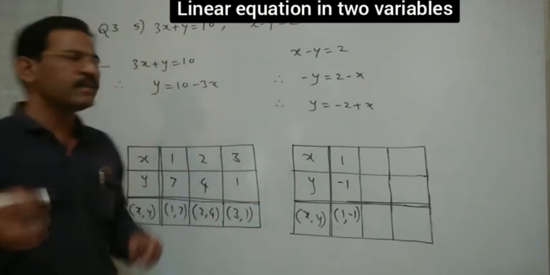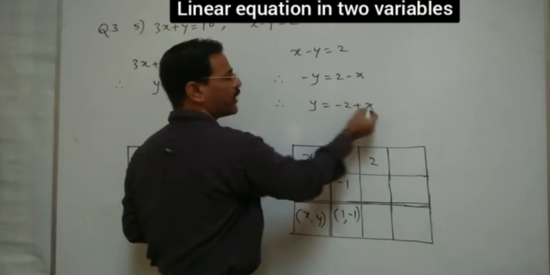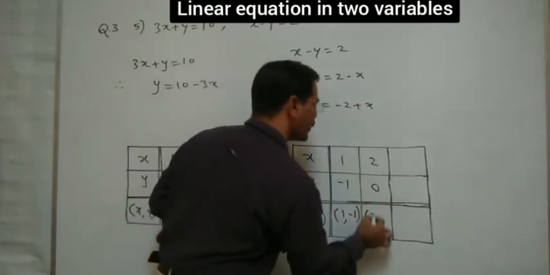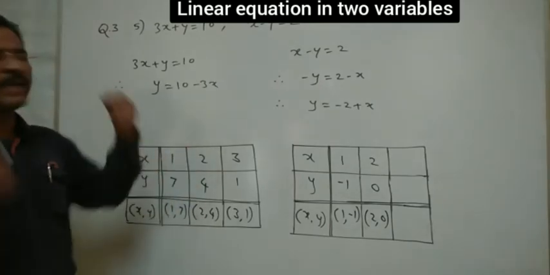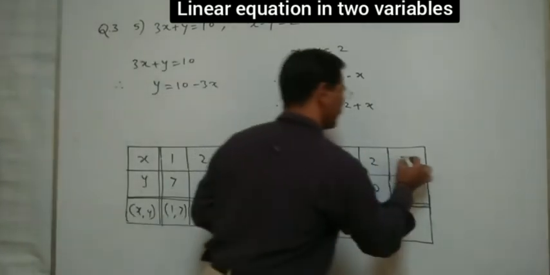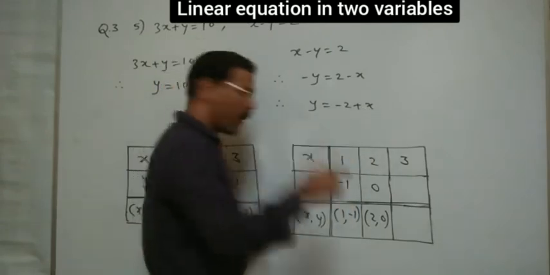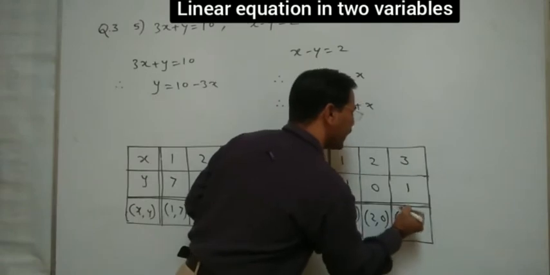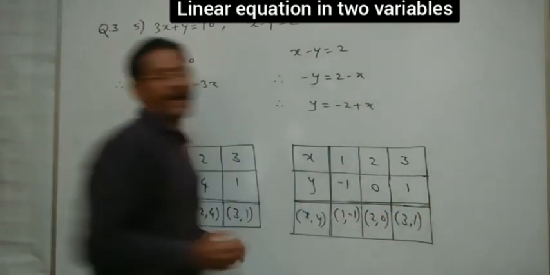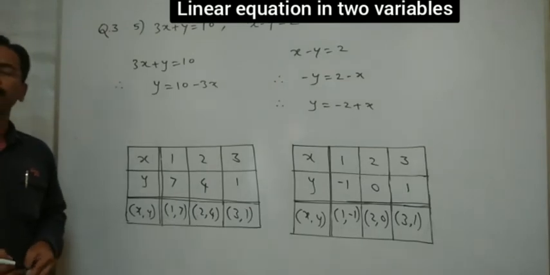Then I will put here, suppose, 2. Minus 2 plus 2, it is 0. So it is (2, 0). Again I will put 3. Minus 2 plus 3, how much? Plus 1. Okay? Here, this is the table to draw the graph. Let's go to the computer screen to draw the graph of these equations.